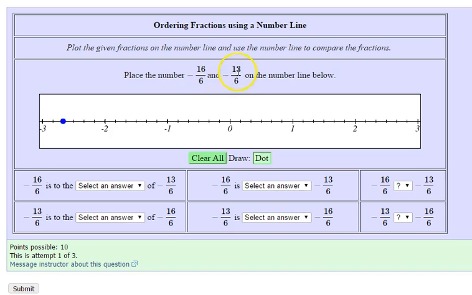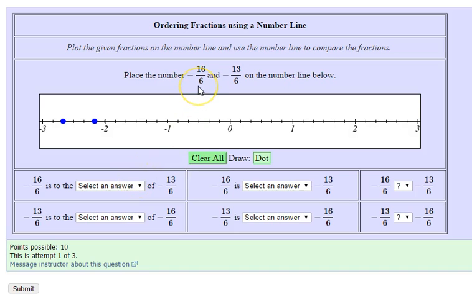We also need to plot -13/6. And to save a little bit of time, remember this is -16/6, and we hit 15, 14, 13. So I'm going to use that information to plot this one as well. Okay. So this is -16/6 and this is -13/6. And now we're going to use this information to compare them.